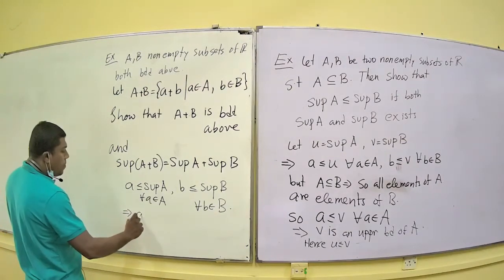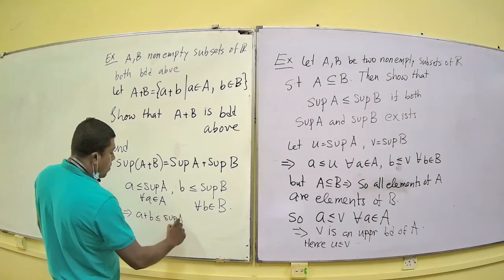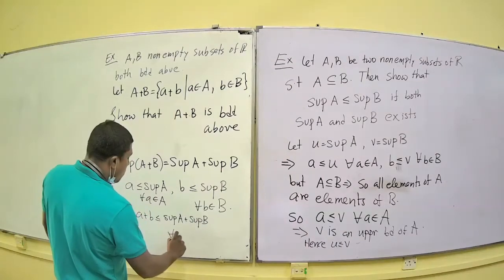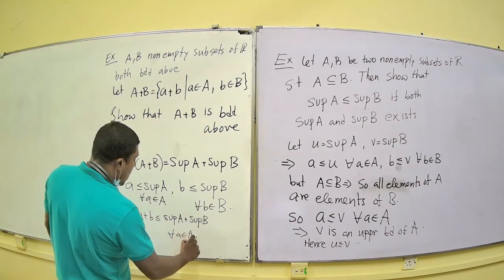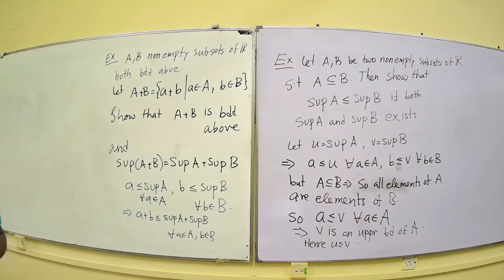So if we combine both of them, a plus b is less or equal to supremum of a plus supremum of b for every a in A and b in B. You clearly understand this now, right? Because we have been writing this several times. a is less or equal to supremum of A, and b is less or equal to supremum of B. So a plus b is less or equal to supremum of A plus supremum of B.